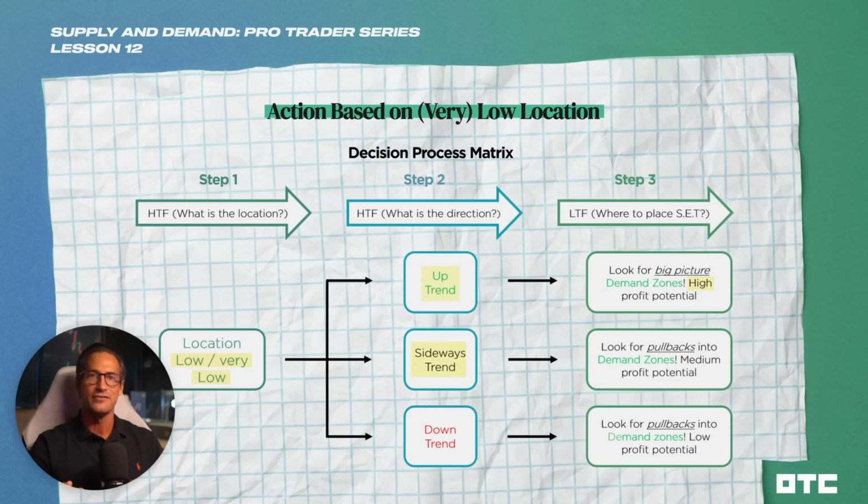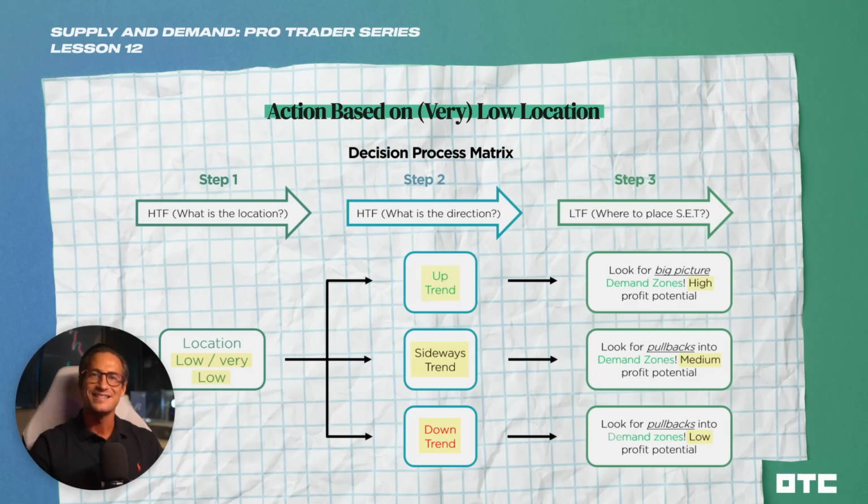Sideways trend on HTF. If the price is trending sideways on the HTF, and we identified an LTF demand zone positioned low or very low, our profit potential is moderate. While we are not fully aligned with the trending market, the low demand zone could still provide a decent opportunity, though with a medium probability of success. Downtrend on HTF. In the case of a downtrend on the HTF, an LTF demand zone located low or very low on the chart would present the lowest profit potential.